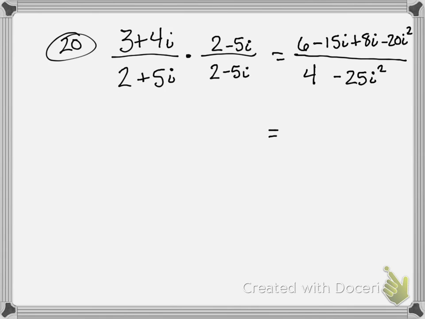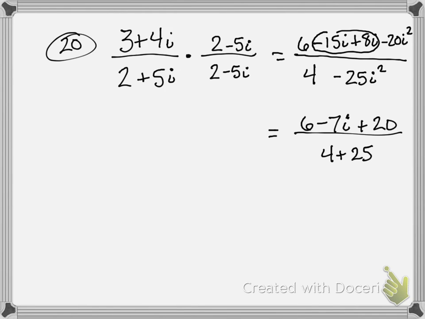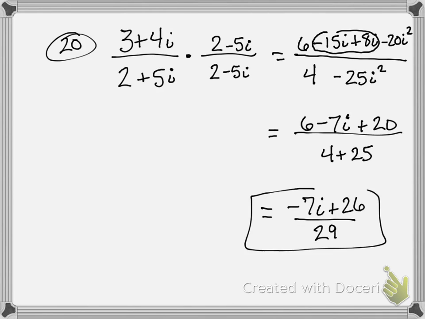All right, so let's see. Negative 15i and 8i. 6 minus 7i. Negative 20i squared turns into plus 20. On the bottom, this turns into 4 plus 25. Right? So this is negative 7i plus 26 over 29. And that's it.